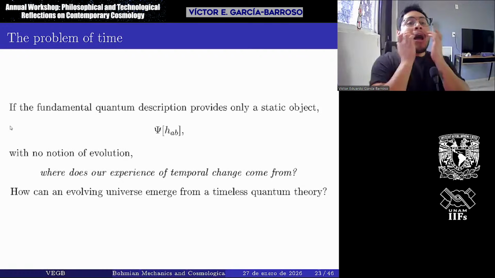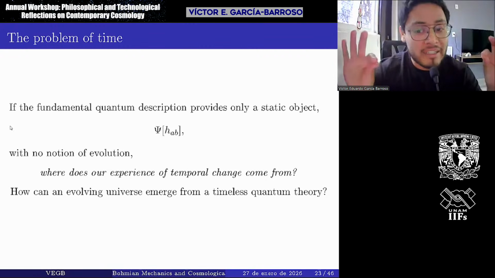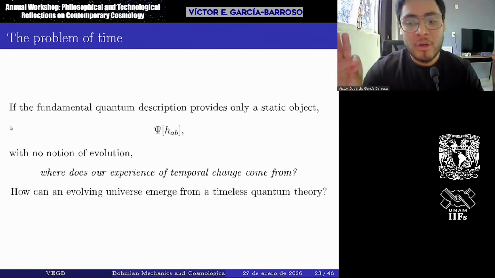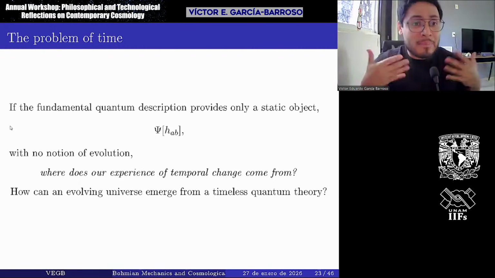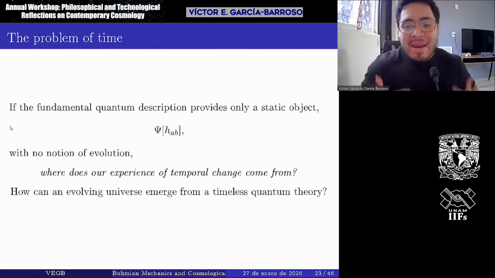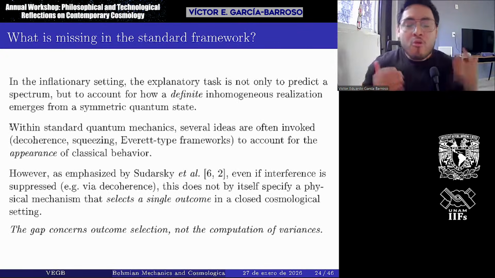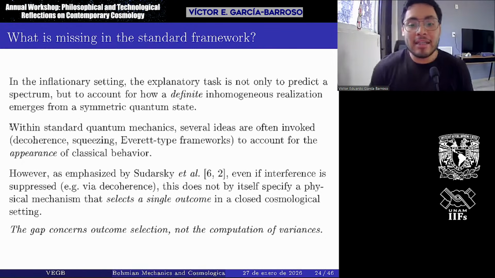So if we want to summarize the problem of time in quantum gravity, the question is simple. If the fundamental theory is timeless, where does our experience of time come from? How does a changing, evolving world emerge from a frozen equation? Well, now, what do we need to resolve this?